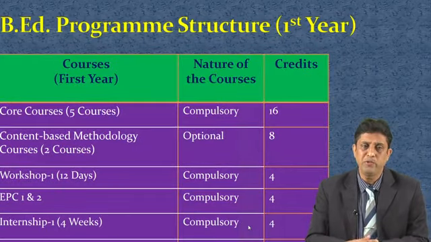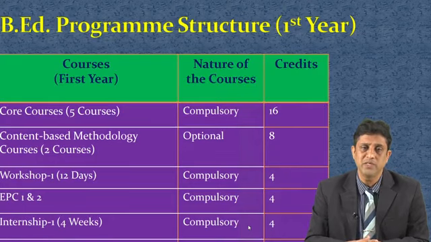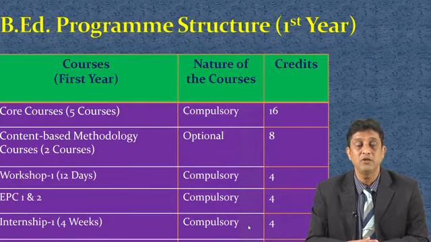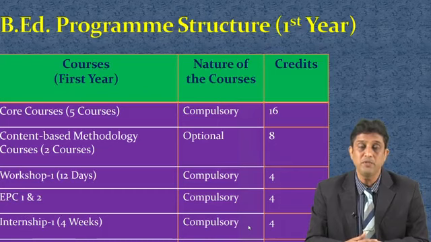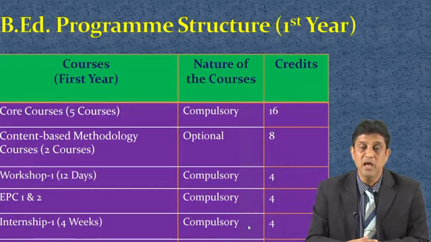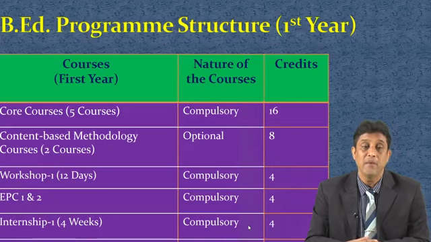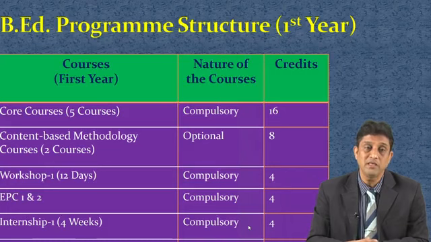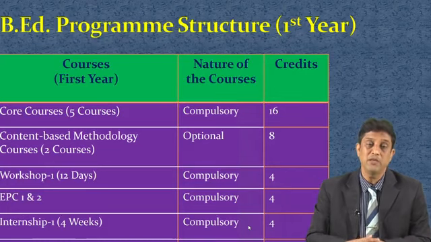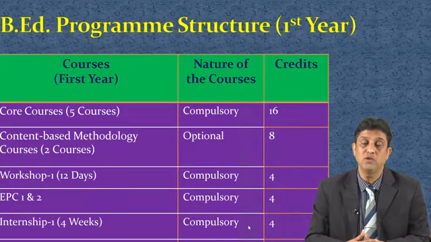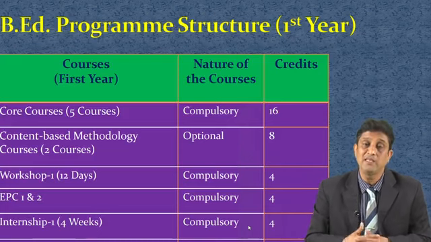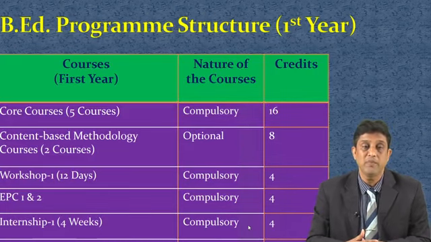Just to give an overview about the different courses that have been kept in the first year and second year of this program. In the first year, the learners have to study a total of 36 credits. Among these 36 credits, they have to study 16 credits of core courses. Then, content based methodology courses: they have to study 2 courses, 4 credits each, so 8 credits they have to earn from the content based methodology courses.